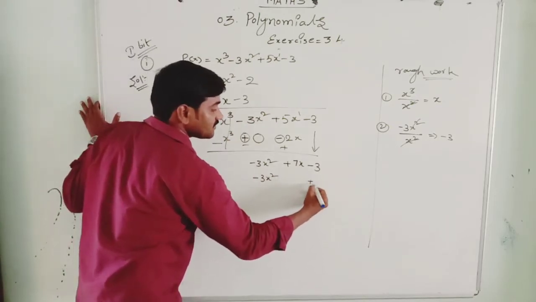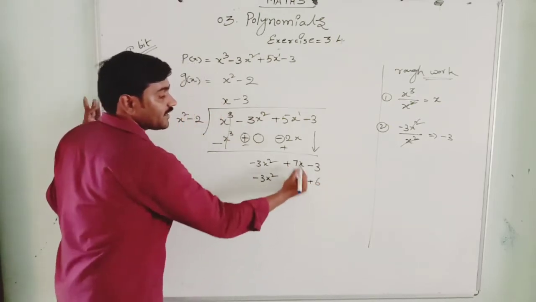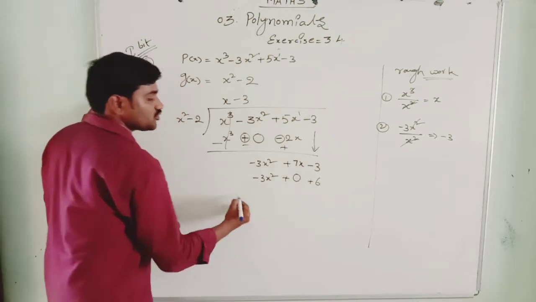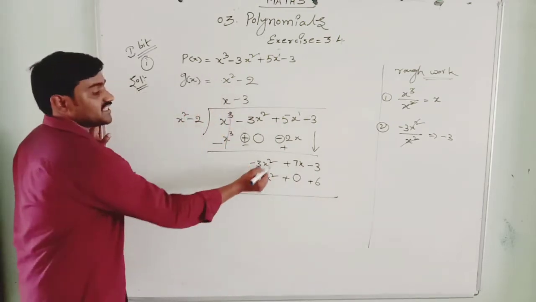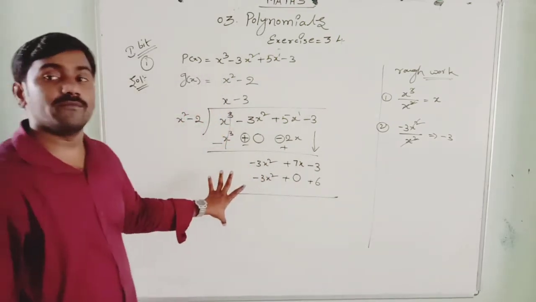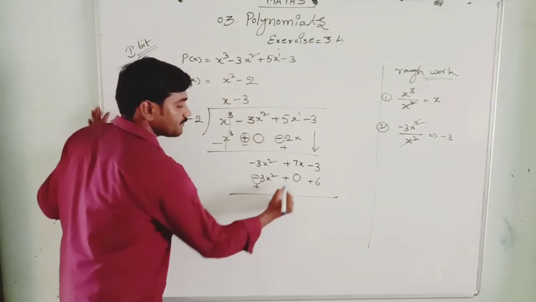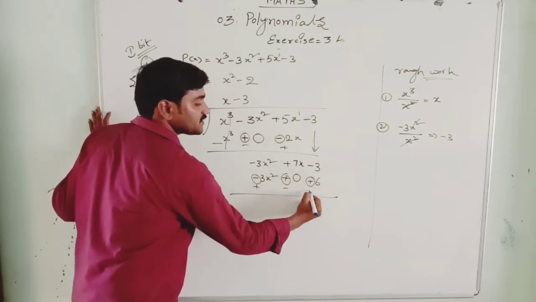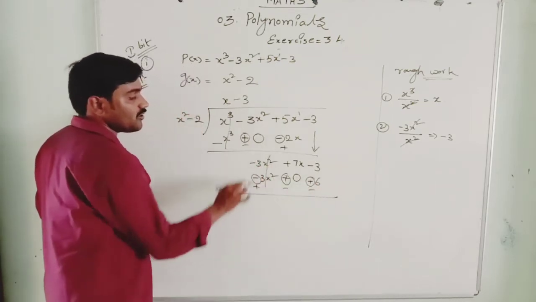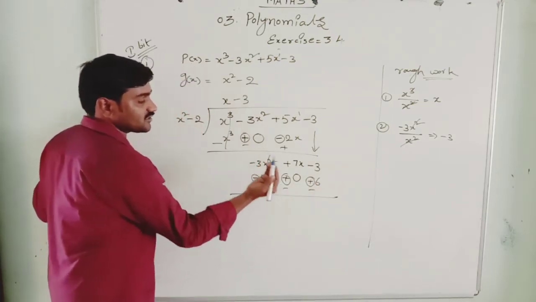Where is the constant term? Here is the constant term, plus 6. The x term is not present, so we will put 0. See, minus 3x square, we got the same again. So what we have to do in this case now? We have to multiply with minus. This minus becomes plus, this plus becomes minus, and this plus becomes minus again. This we can cancel now. Plus 3x square and minus 3x square cancel.